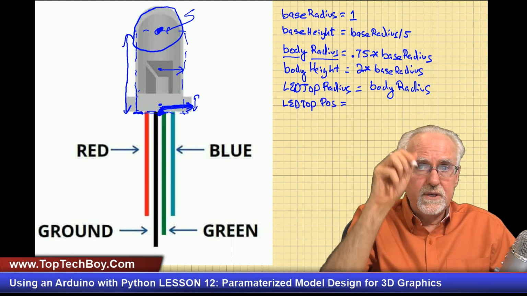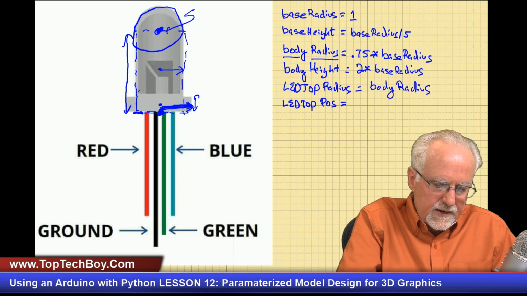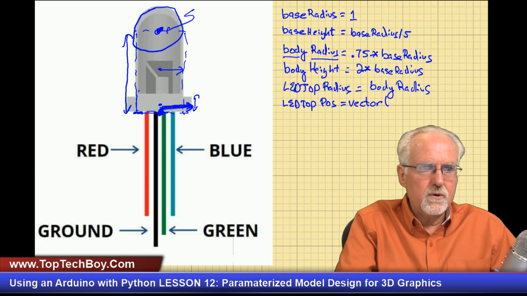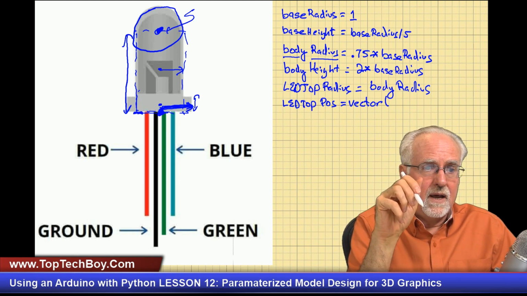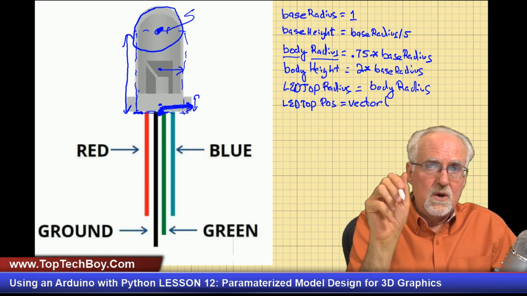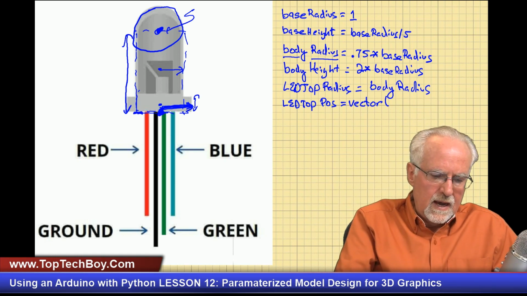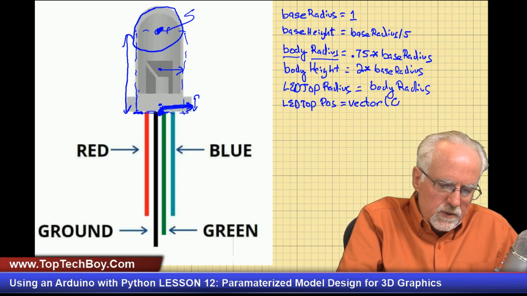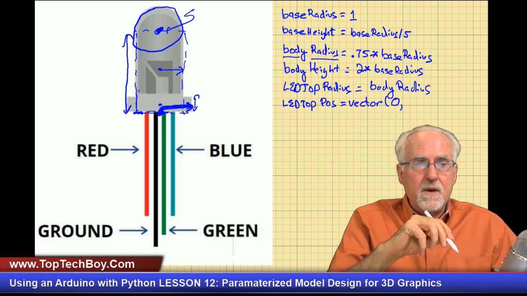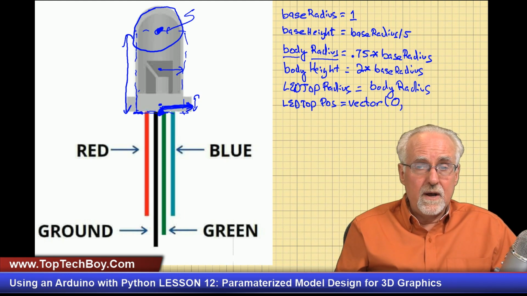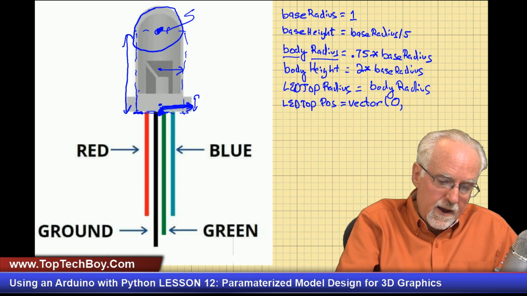And that, of course, since it's going to be an X, a Y, and a Z, is going to be equal to a vector. And now we've got to give it an X, a Y, and a Z. Well, where do I want it in X? I still want it aligned along the origin, so it's going to be 0 in X. But in Y, I have to move it up. How far?